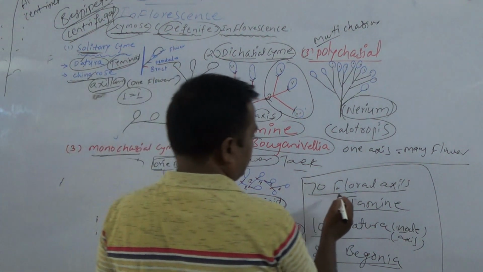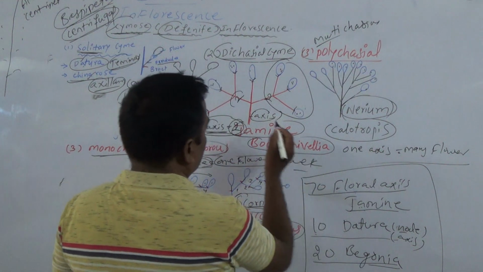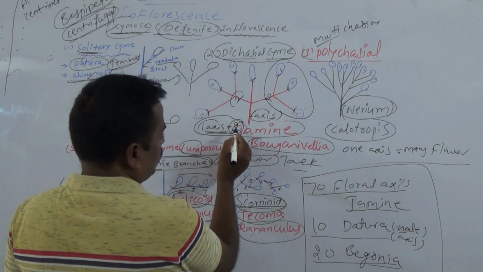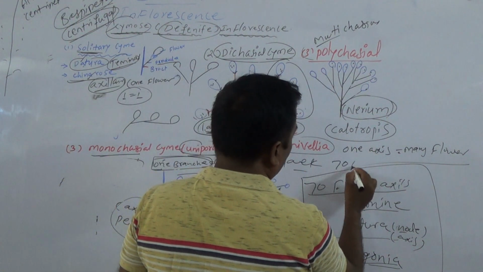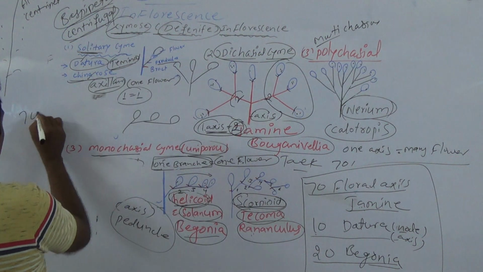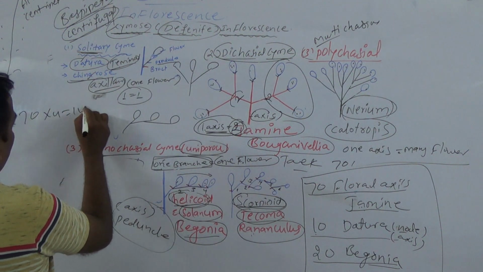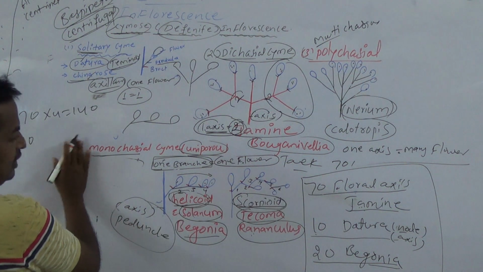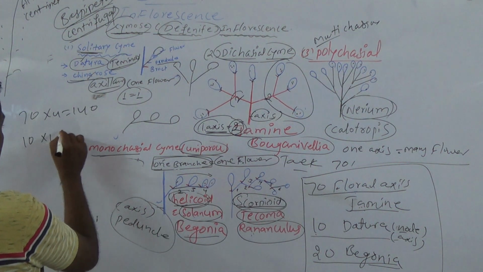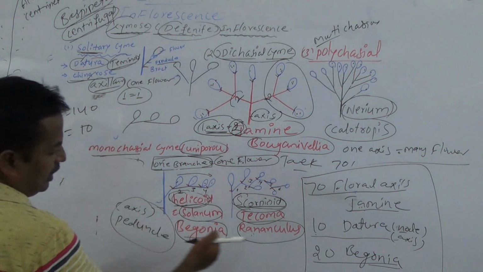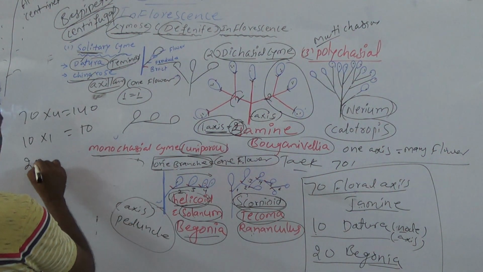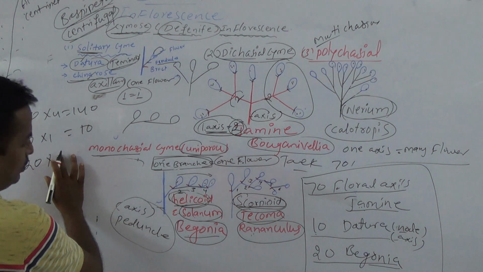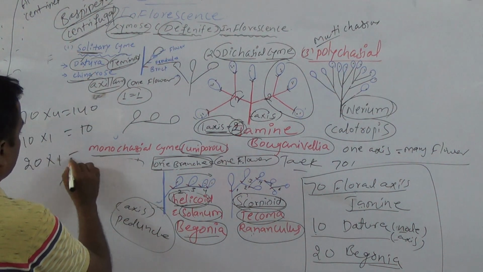So 70 is jasmine, right? So for jasmine, 1 axis is equal to 2, nothing but 70 into 4, 140 flowers in jasmine. And datura, 10 into 1, 10 flowers. And begonia, 10 into 2, so 20.